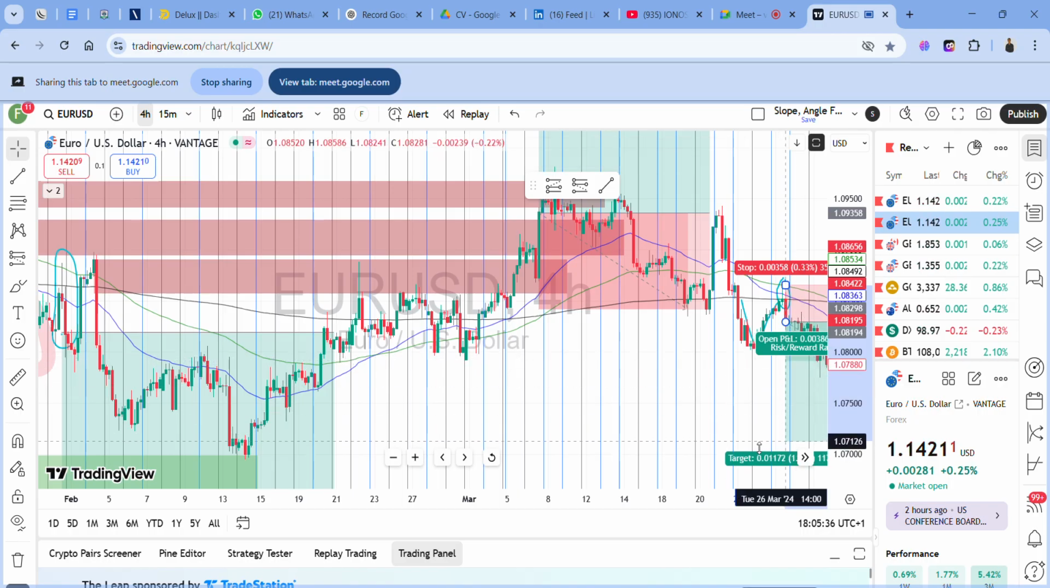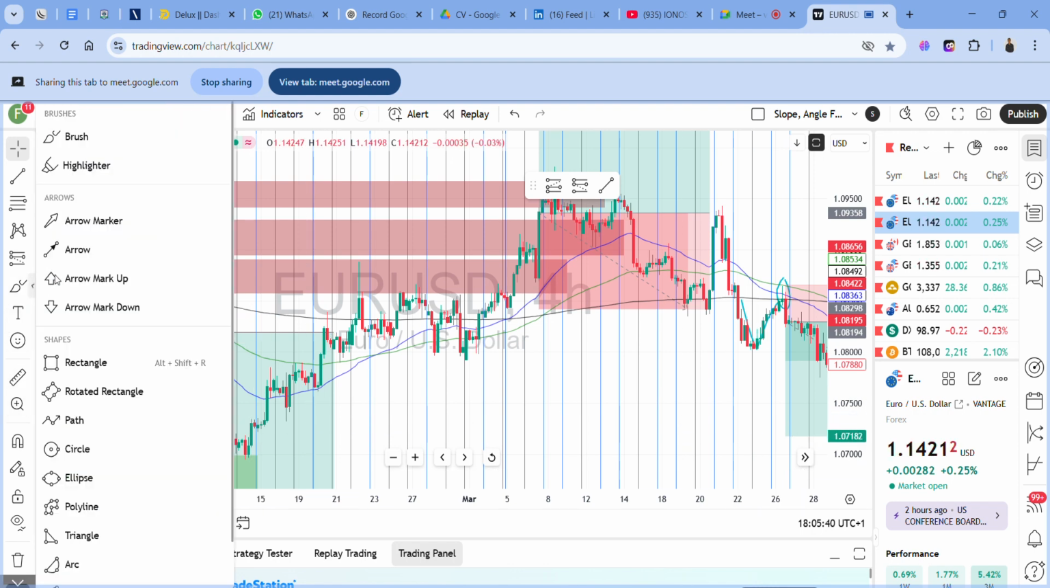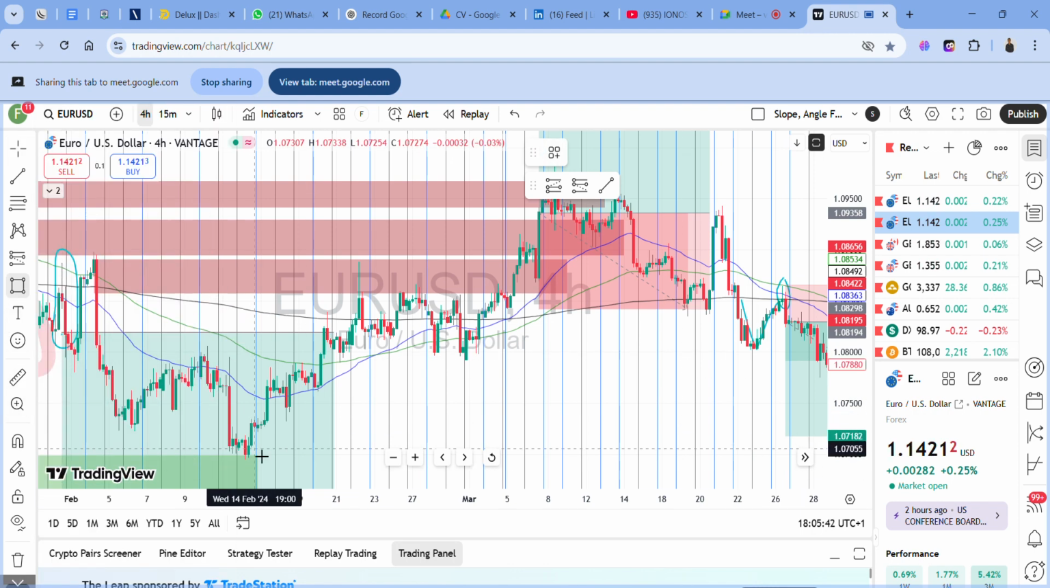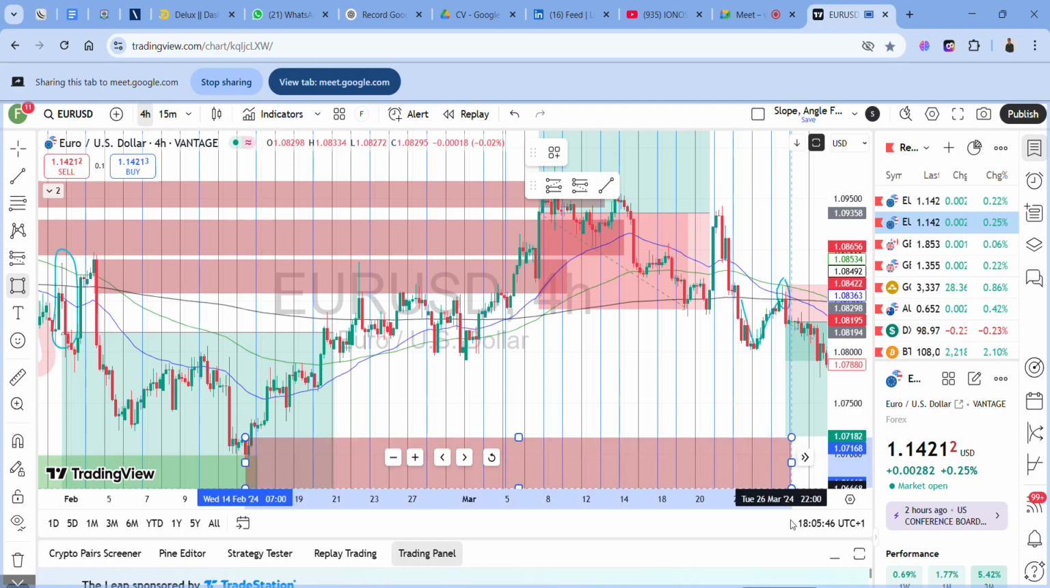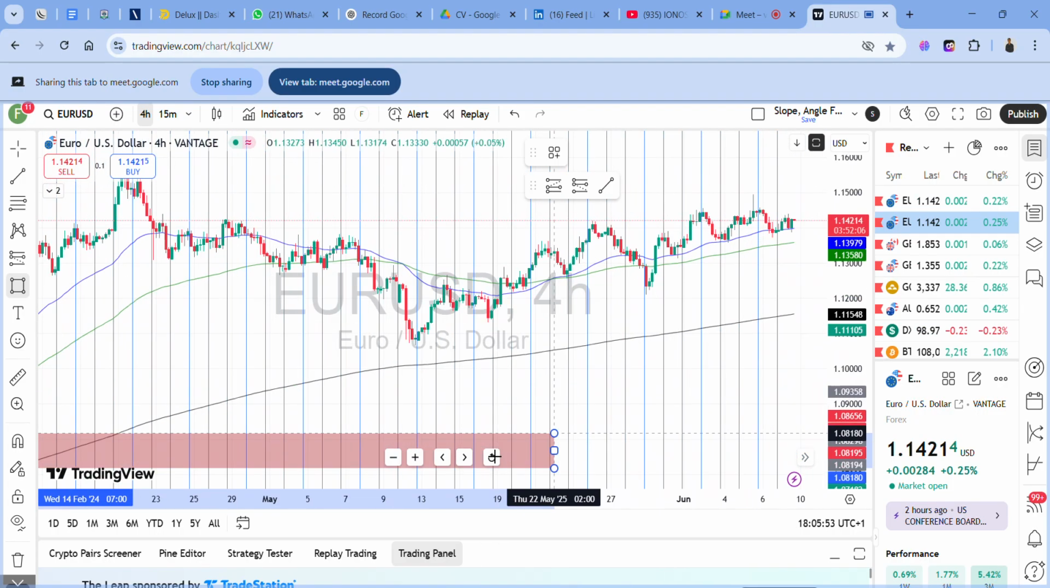Remember, we can target a demand level. Here's the previous demand level, guys. These are previous demand levels: the last bearish candle before a bullish impulse.